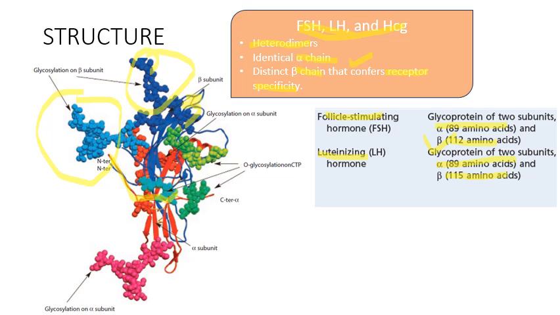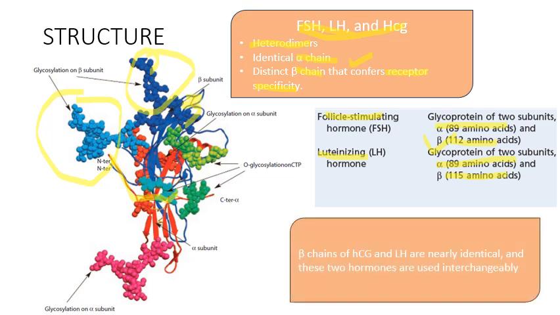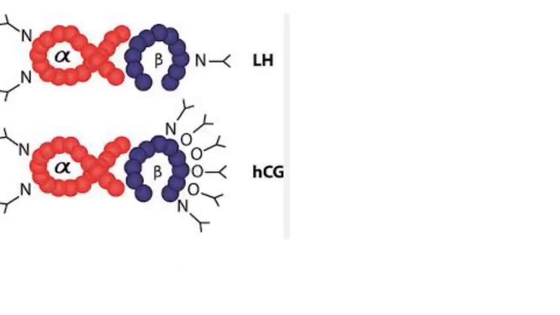Let's discuss the difference between LH and HCG. The beta chains of LH and HCG are very similar. There are only subtle differences between these two chains, and let's discuss them. As we all know, LH and HCG have similar function, and the main difference is the half-life. LH has a shorter half-life and HCG has a longer half-life. This difference in half-life is explained on the basis of the structure.